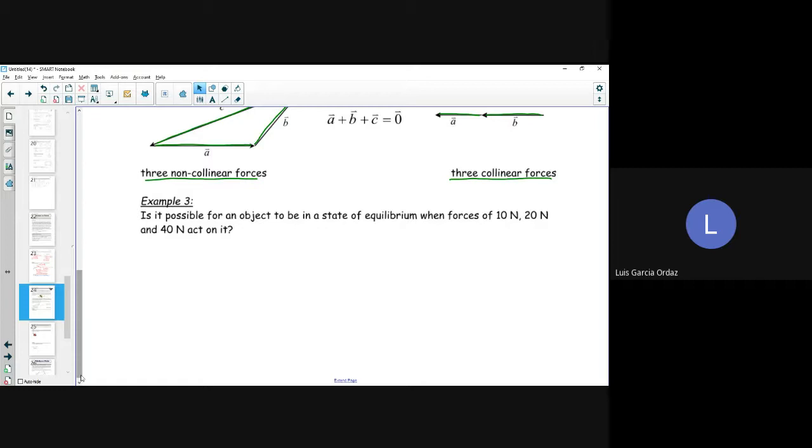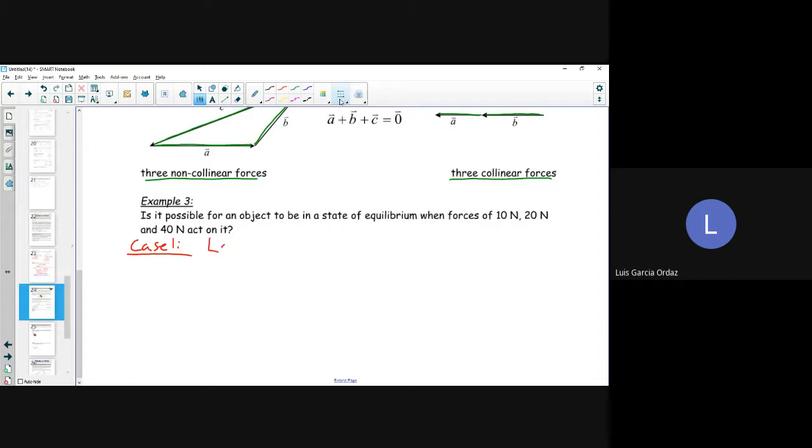It is not possible. So let's do case one. We have to see if it's collinear and non-collinear. That's what we gotta do. So case one: let's suppose three forces are not collinear, right? If three forces are not collinear, then they need to make a triangle.